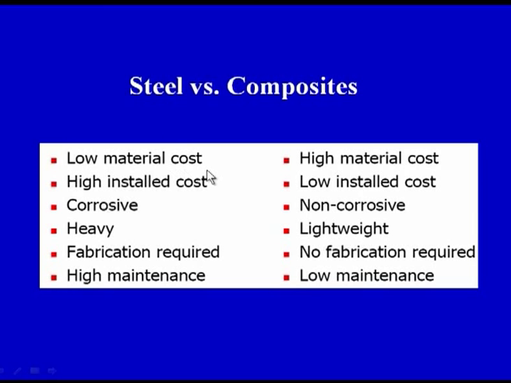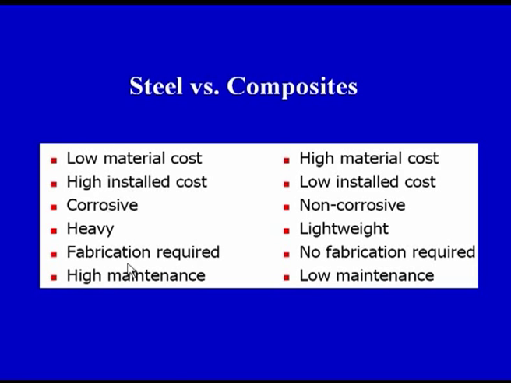It has low material cost, high installed cost, it can be corrosive, it is heavy, fabrication is required. If we want to make a steel structure, different types of fabrication are required, sometimes welding may be required to join the two steel members together, and the maintenance costs are usually high for steel. So, these are some of the important points in context of steel.